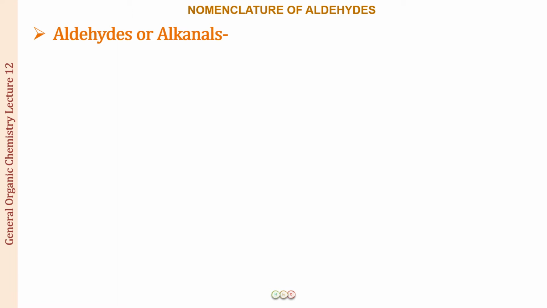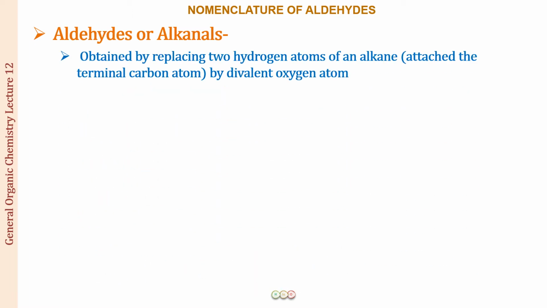Aldehydes are going to be the common names. The alkanals are going to be the IUPAC names. And these are the compounds which are obtained by replacing two hydrogen atoms of an alkane. These two hydrogen atoms are attached to the terminal carbon atom of the alkane, replaced by a divalent oxygen atom. So let us understand this definition with the general formula of the compound.